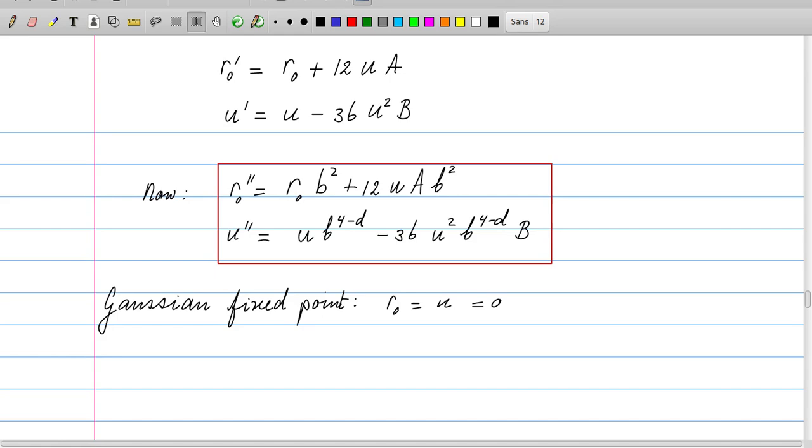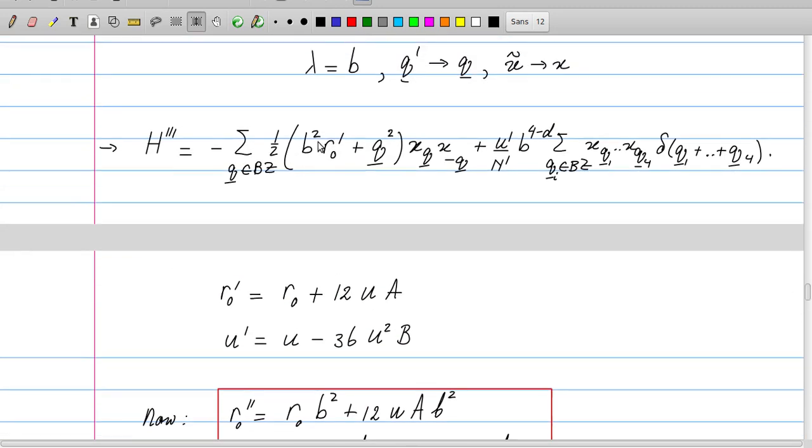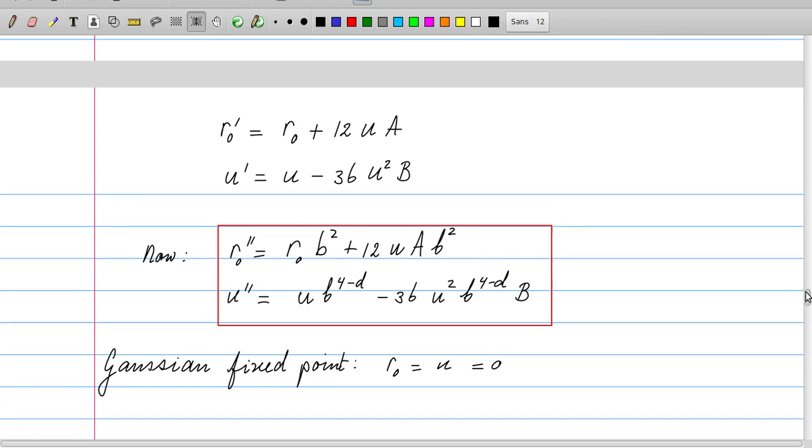and there is a trivial fixed point at R0 and u being 0. Obviously, when we put zeros on the right hand side, we will have a 0 on the left hand side. It's a point at which the Hamiltonian, however, is not 0, because we always have this term with a half q squared, which is the Gaussian model at R0 is 0, and that represents a critical phase. So it's a fixed point representing a genuine critical phase.